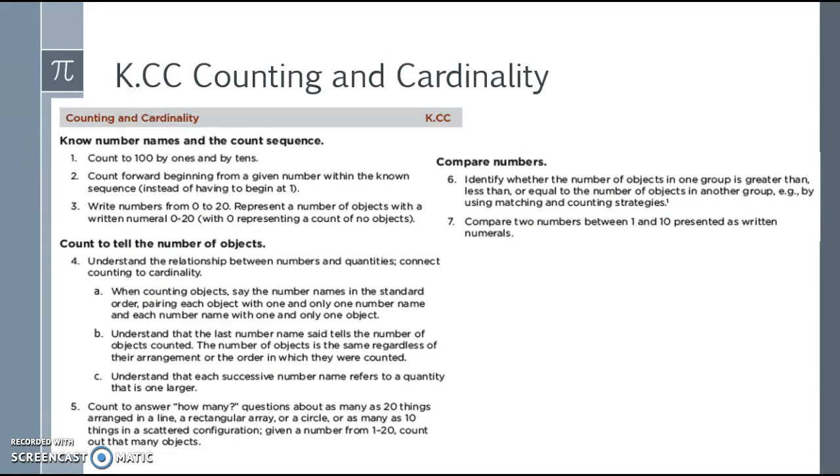Students need to know number names and the count sequence, count to tell the number of objects, and then compare numbers. I'm going to go through each of the specific standards and note that many of the techniques that we're going to talk about cover a variety of different standards, not just one in particular, which is awesome as well. And it also jumps between domains.